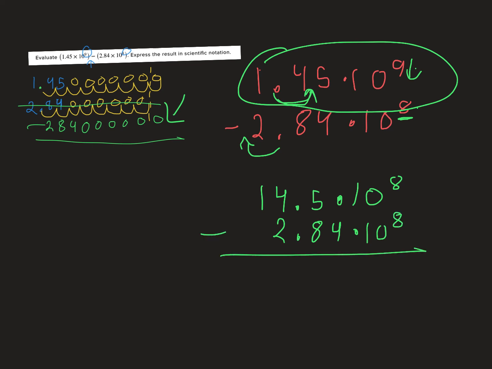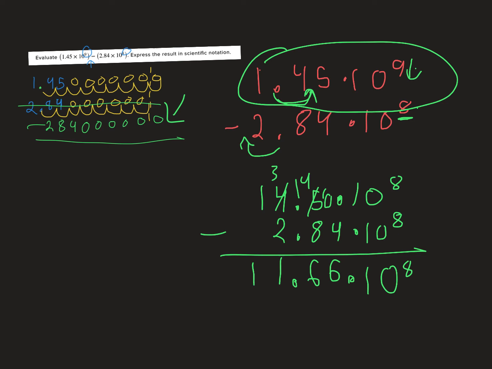Now I can just subtract it like regular. Keep on my times 10 to the 8th power. That's where all those zeros come into play. 0 minus 4, can't do that, borrow. 10 minus 4 is 6. 14 minus 8 is 6. 3 minus 2 is 1, and 1.